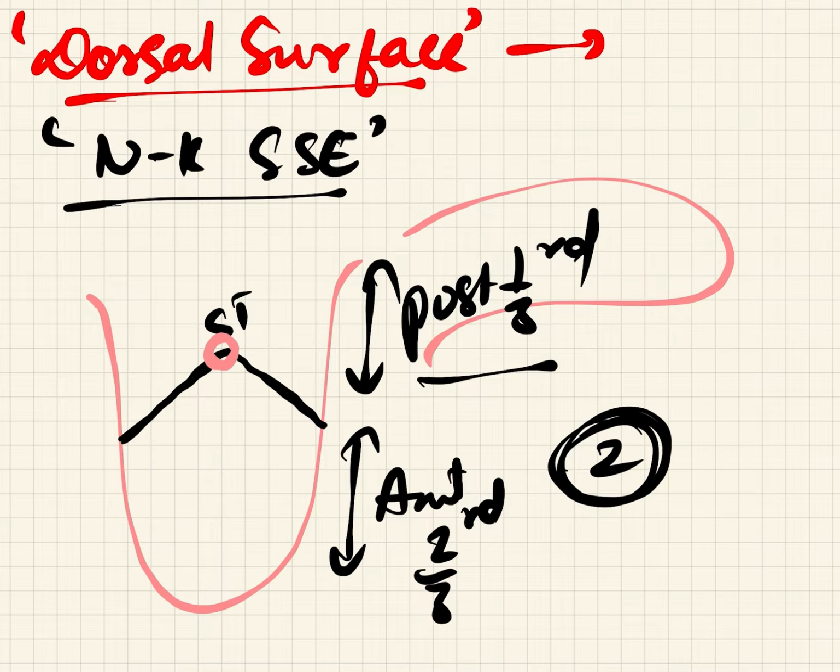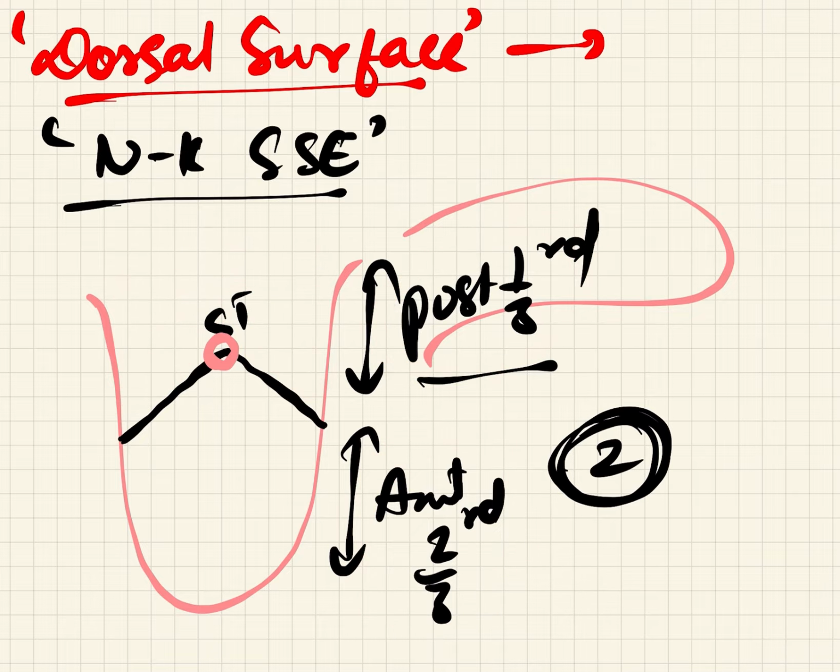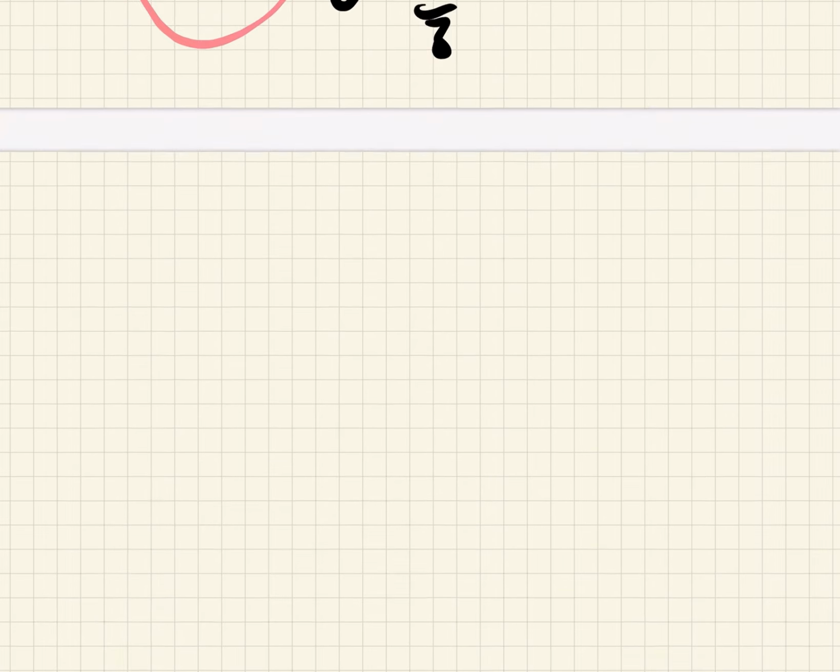This anterior two-third is also called the oral part, and the posterior one-third is also called the pharyngeal part. This is the sulcus terminalis. As this part is present in front, it is also called the pre-sulcus part. As this part is present posteriorly, it is also called the post-sulcus part, or simply the pharyngeal part of the tongue. Now let us talk about this pre-sulcus or oral part.